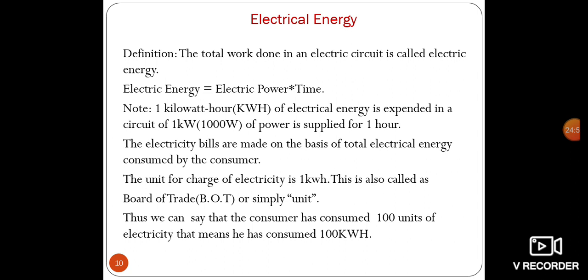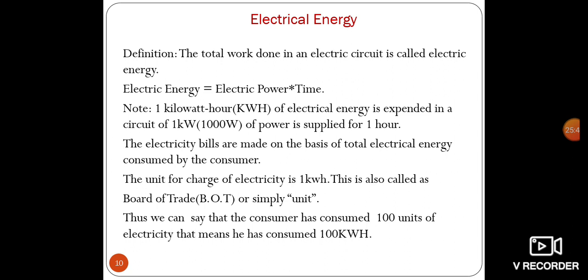So 1 kilowatt hour of electrical energy is expended in a circuit when 1 kilowatt, that is 1000 watts, of power is supplied for 1 hour. So for 1 hour, if you supply 1000 watts to the electrical circuit, then the amount of energy consumed by the electric circuit is 1 kilowatt hour. The electricity bills are made on the basis of total electrical energy consumed by the consumer. This is a very important concept.